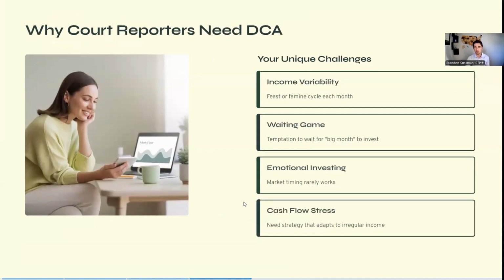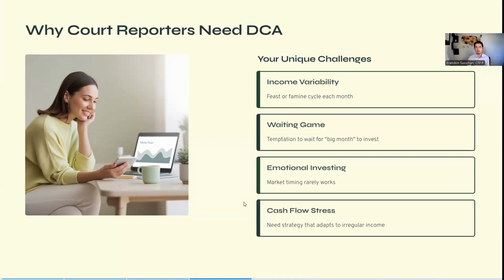So why do court reporters need to do dollar cost averaging? Well, number one is we see that there's a lot of income variability, right? You have good months, you have bad months. And sometimes that affects the investments you're making in your portfolios, because you're kind of aligning your investments with how your business is going. So we have a great month, you make a lot of money, you're probably going to want to do a giant contribution to your retirement account or to your investments. And then we'll stop doing stuff when things are slow and pick it back up, right? And it's kind of all over the place.